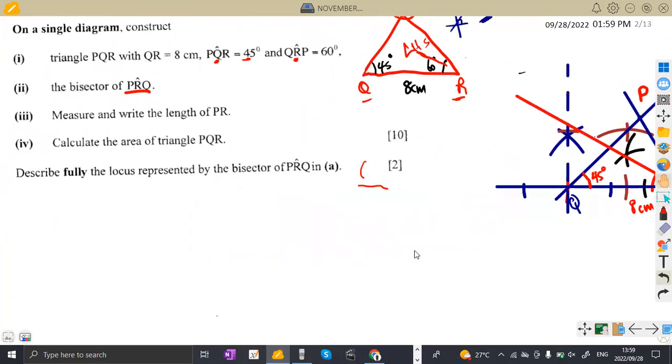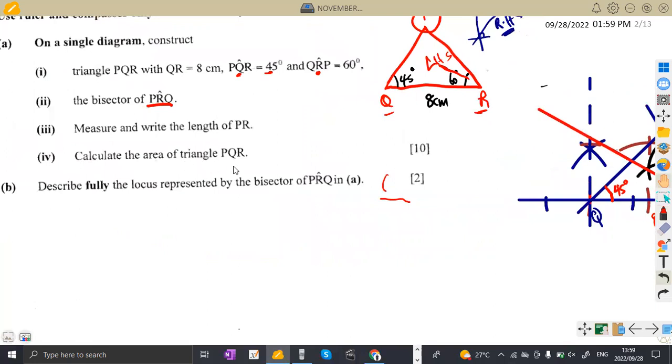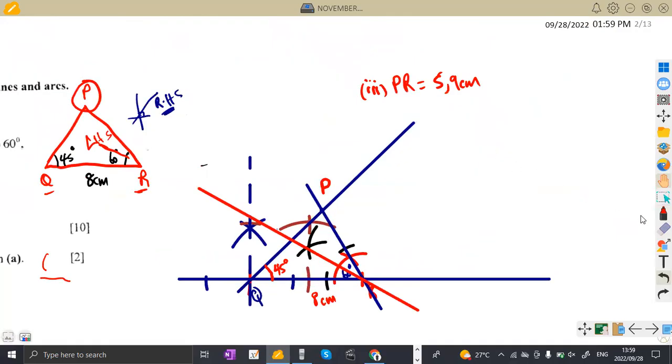Then the other question now: calculate the area of triangle PRQ. Now we need the area. How do we calculate the area? This is item 4. Remember, guys, the area of a non-right angle triangle is given by half ab sine theta. Why are we using this formula? Because we are given two sides here, remember we measured PR here and got 5,9. So this is 5,9 centimeters, and we've got an angle of 60 degrees here.